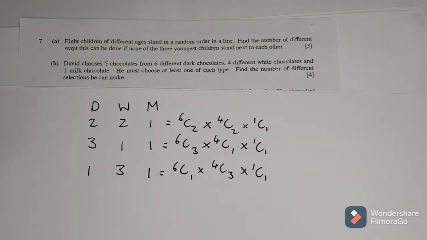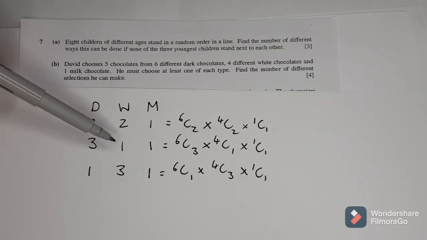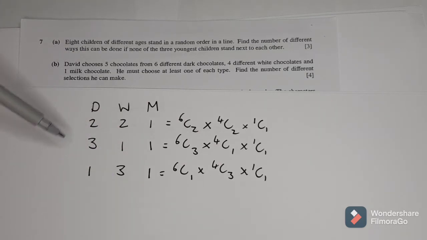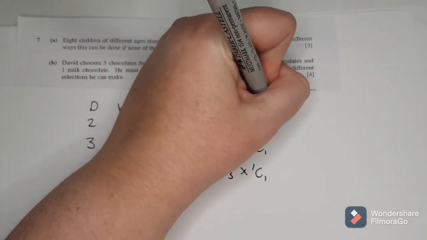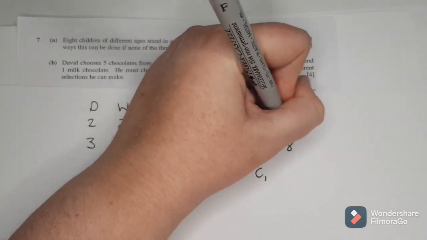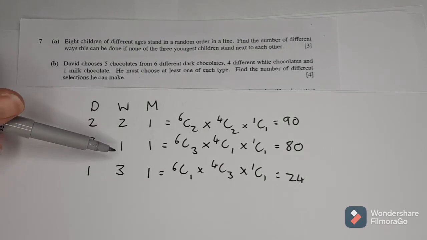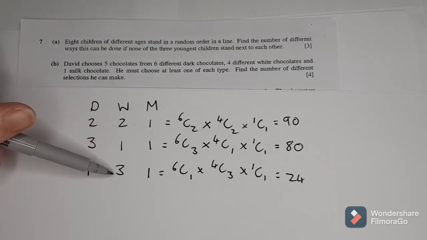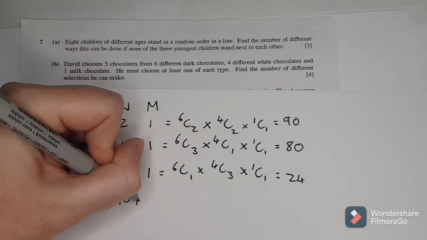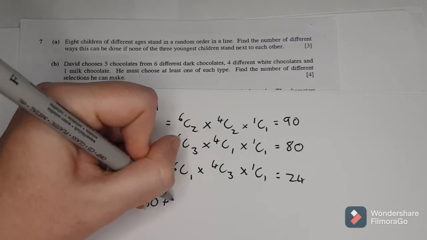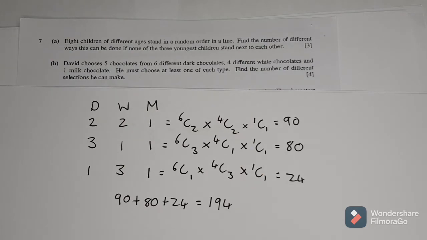Now we can't have any other combinations because there was only 1 milk chocolate, and he has to have at least 1 of each chocolate in there. So these are all our possible options. If we type those into a calculator, we get 90, 80, and 24. Now he has this option, or this option, or this option. Because I said or, we're going to add them together. So 90 plus 80 plus 24 is going to equal 194 different ways.